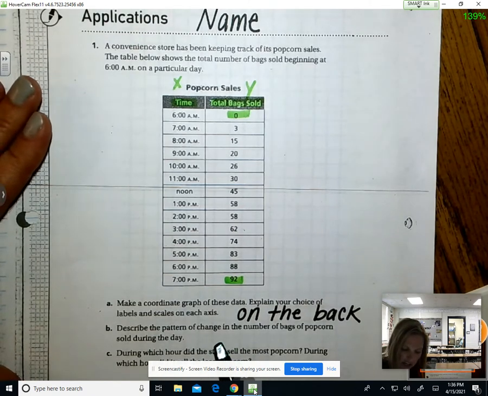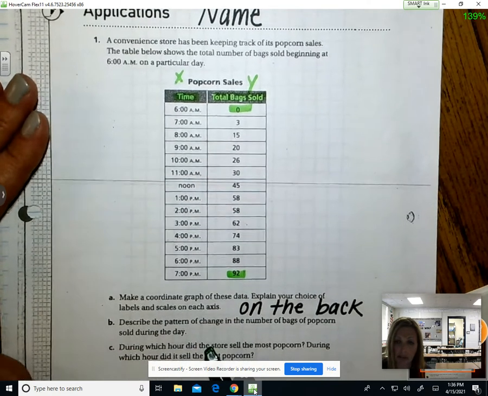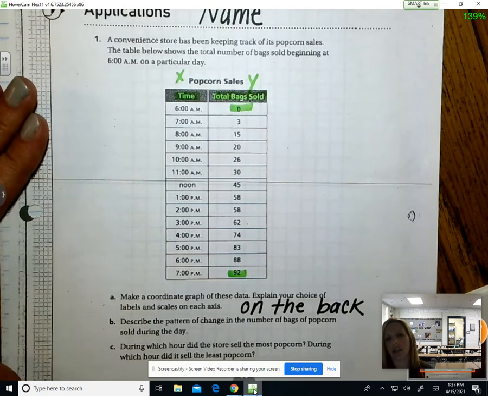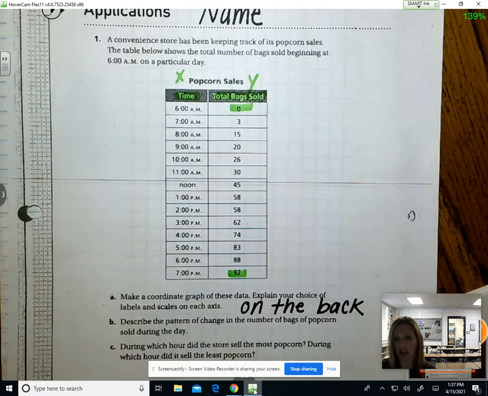Describe the pattern of change in the number of bags of popcorn sold during each day. So describe your graph to me. I want you to tell me, does the graph show a huge increase during a certain amount of hours, a huge decrease? Is there an amount of time that goes by where there aren't any bags of popcorn sold? Describe that story that your graph is telling, okay?